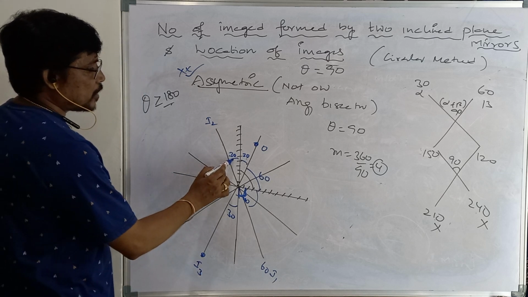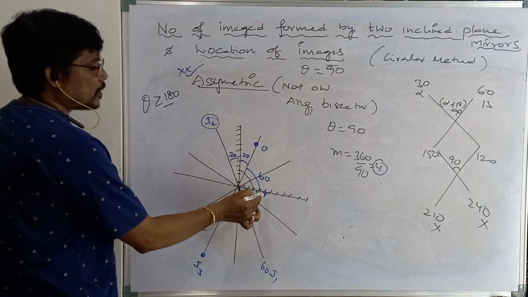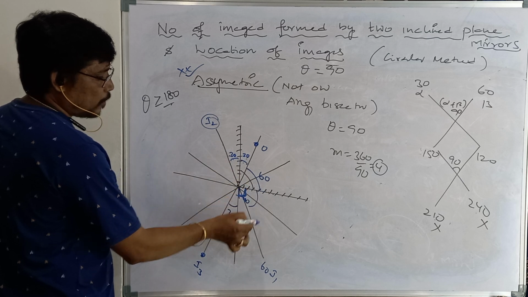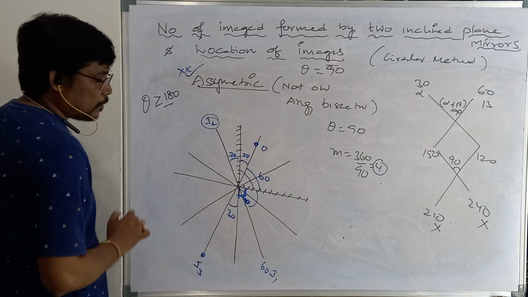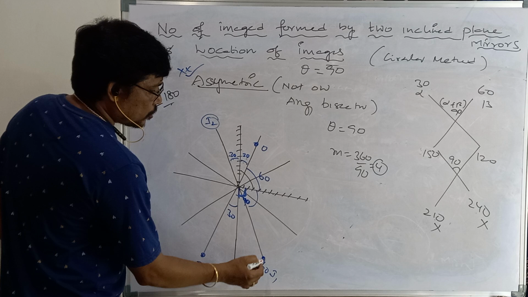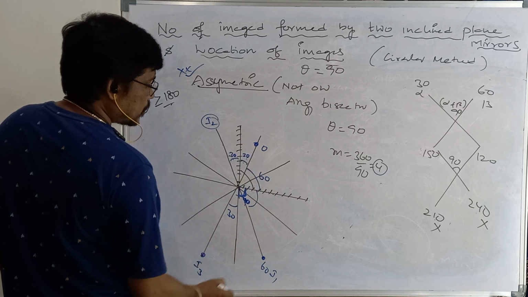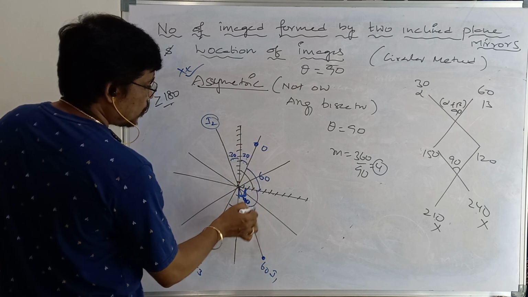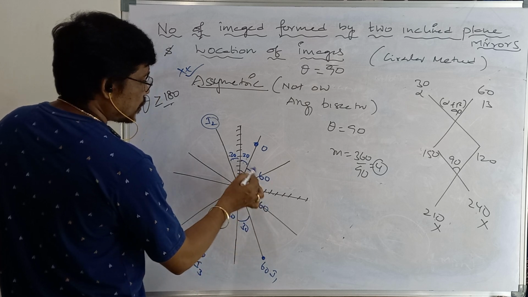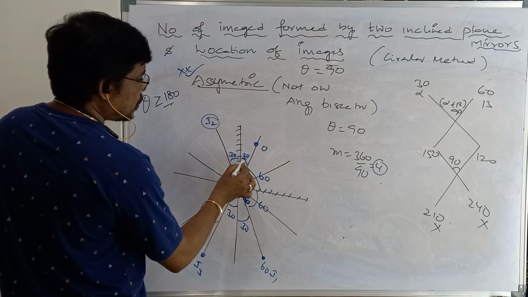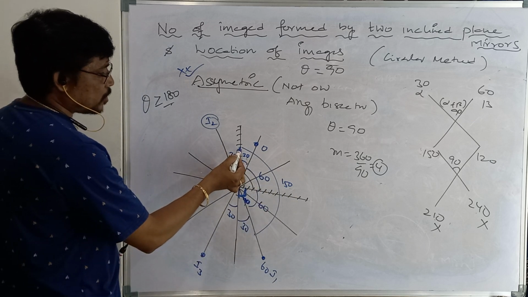I hope you understand. This is 30, 30 plus 60 is 120, so this image will act as an object for this mirror. With an angle of 120, the image is formed at 120. This is 90 and this is 30. One image is formed here. Now let us consider this image, which will act as an object for this mirror. This is 60 and this is 30, so this is 60 and this is 60, that is 120, and the total is 150. So the image formed by this mirror is at 150.